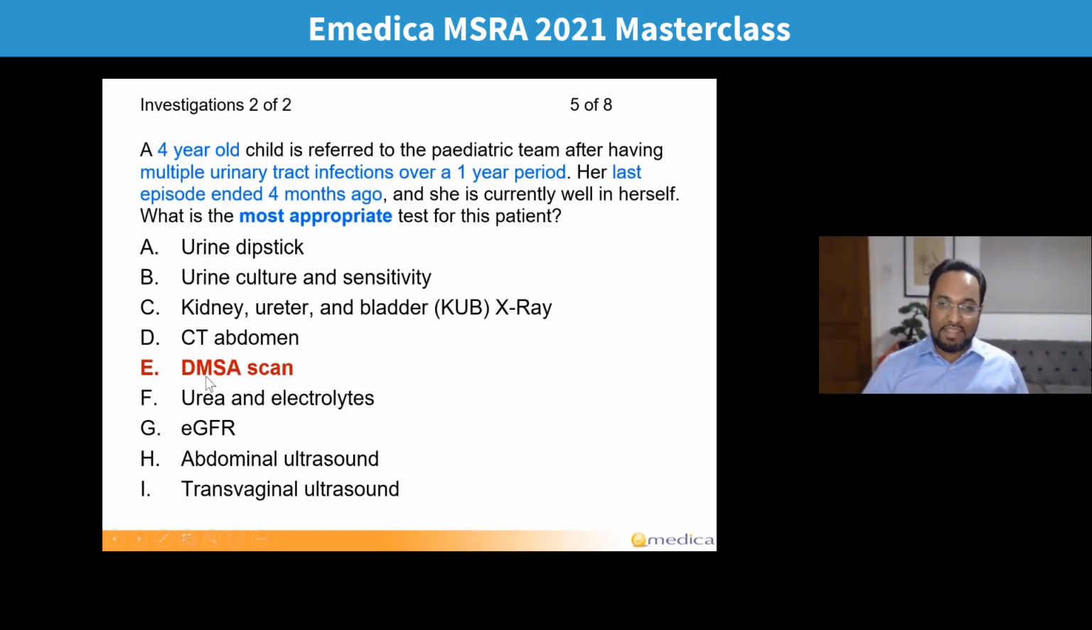So the reason that my answer is E, DMSA, is that this child is 4. So the guideline for people who are 3 and above and have UTIs is that most children need imaging, okay, of one sort or another. If they've got recurrent UTIs and it's 4 months, then what they need is a DMSA scan. They would need an abdominal ultrasound, but not at this stage. Can anyone type into the chat, when would you do an abdominal ultrasound in a young patient with a UTI or with recurrent UTI?